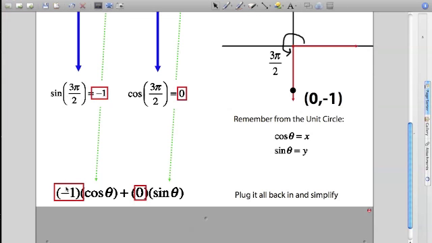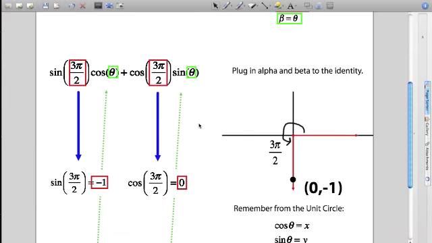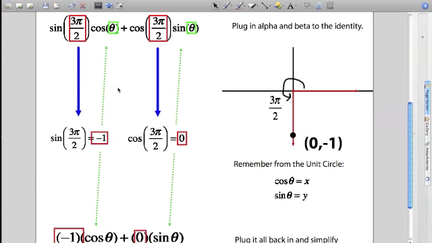So you can see we've taken the -1 and plugged it in here. I've taken the 0 and plugged it in here. If you look back at the top, the cosine of theta and the sine of theta, we didn't really do anything with those. So I'm just drawing some lines and you just drop those down. Those don't do anything.